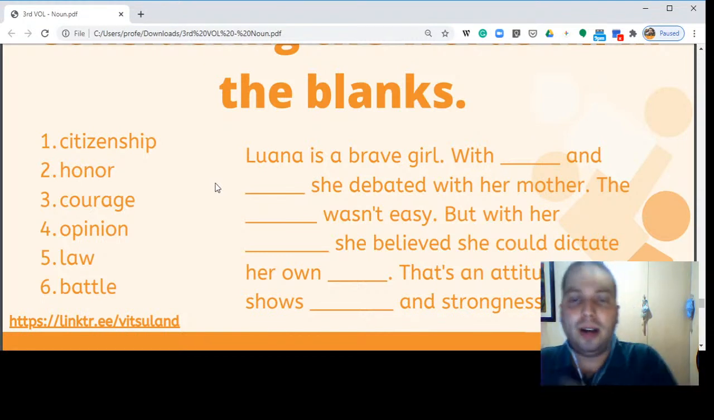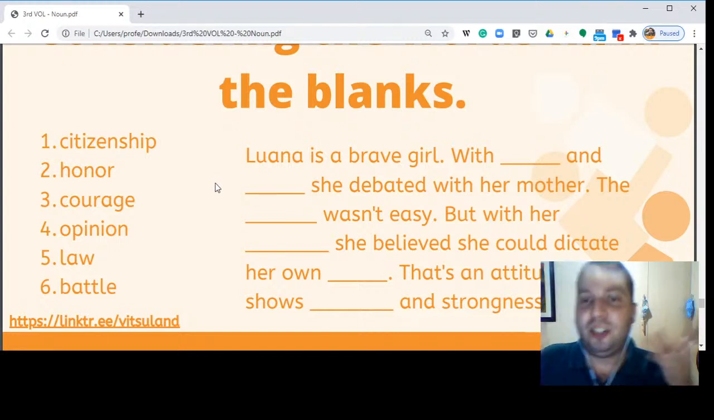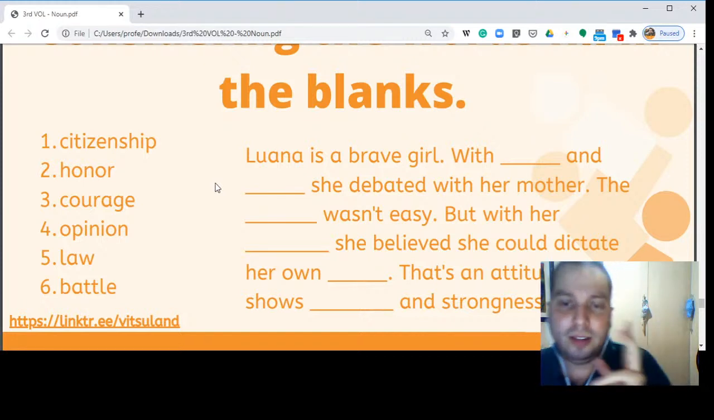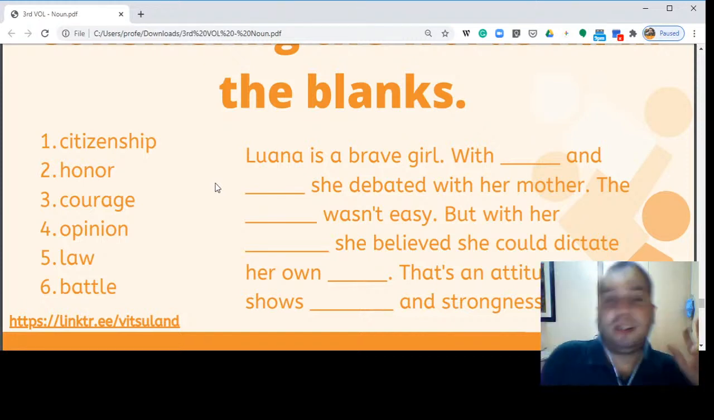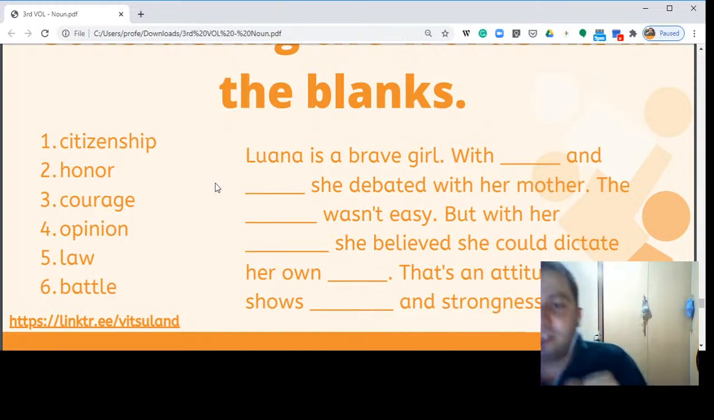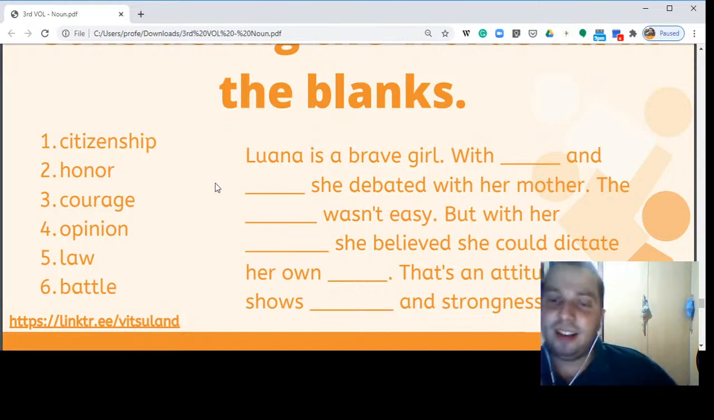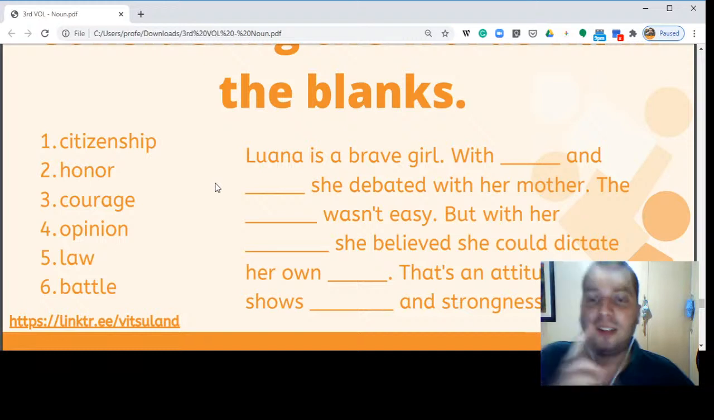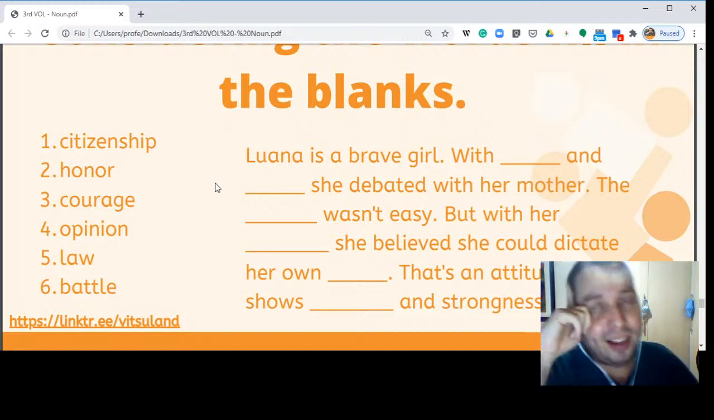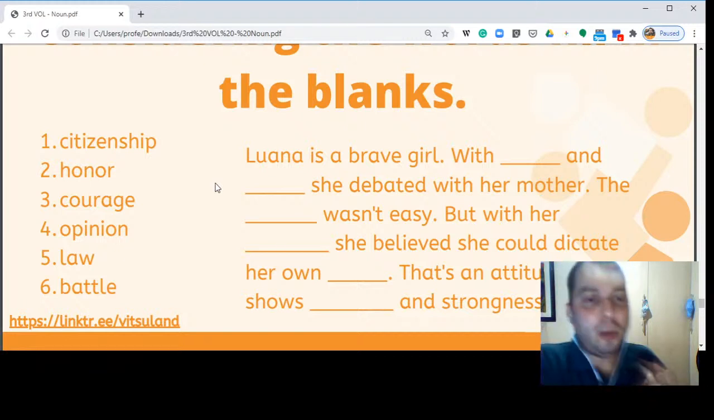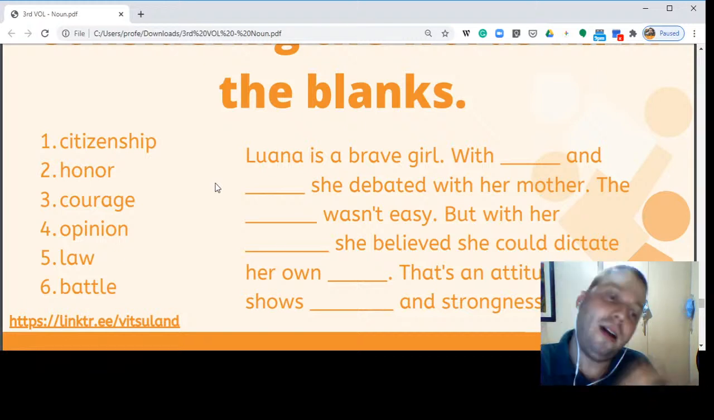So Luana is a brave girl. With blank and blank, she debated with her mother. The blank wasn't easy, but with her blank, she believed she could dictate her own blank. That's an attitude that shows blank and strongness. All right, so let's verify the words. We have citizenship, honor, courage, opinion, law, and battle.